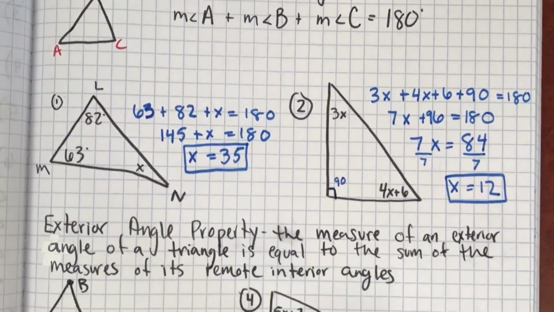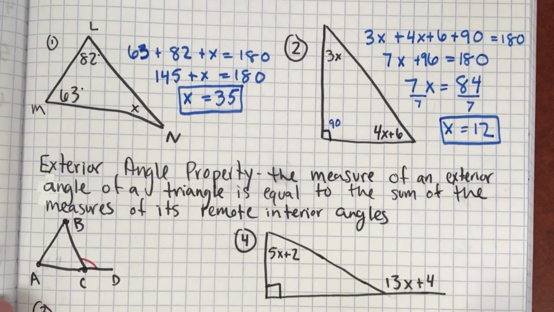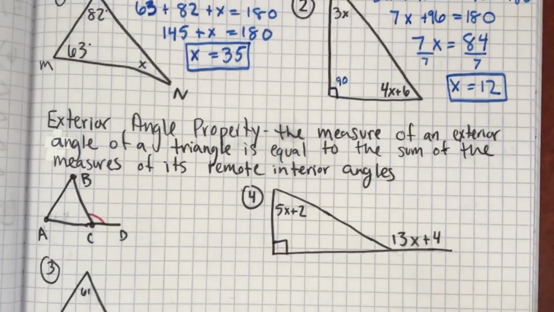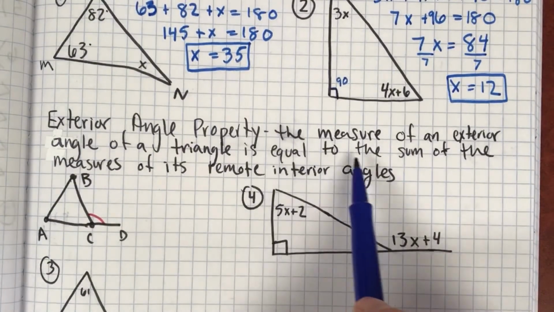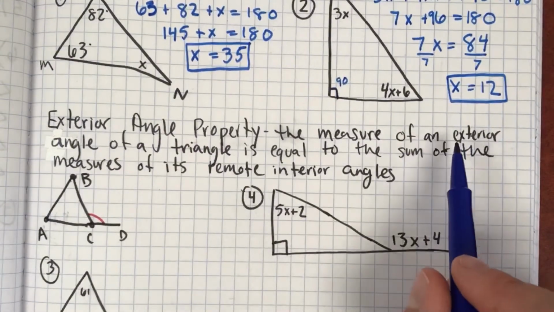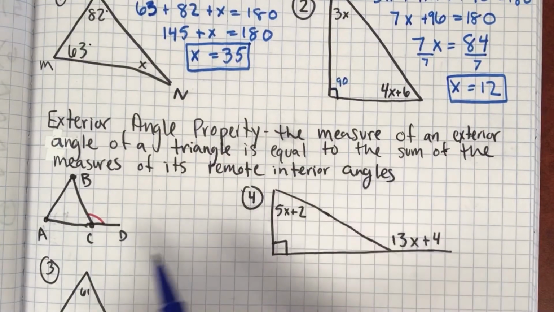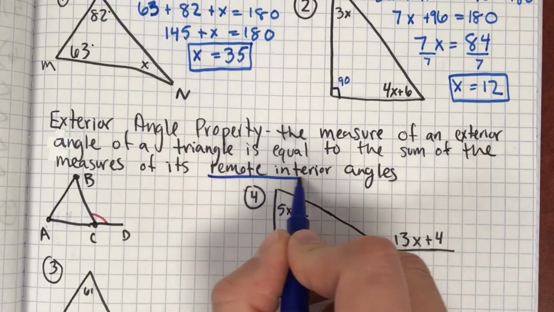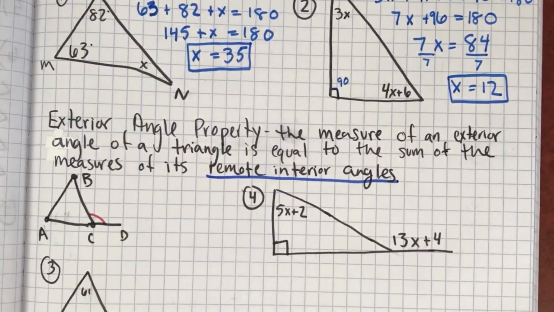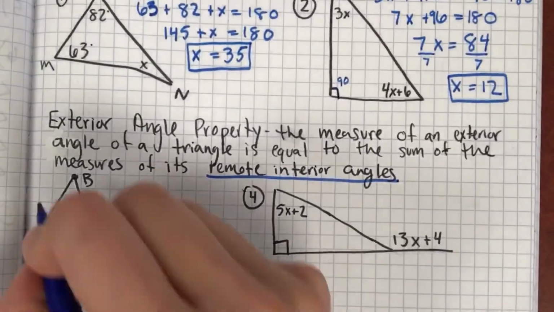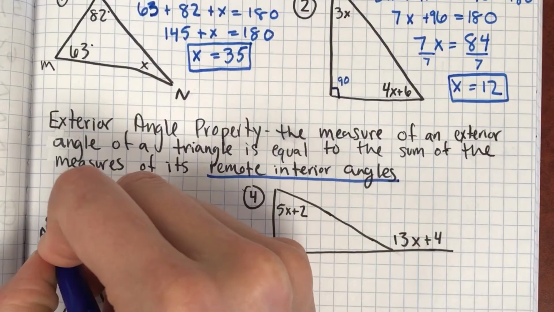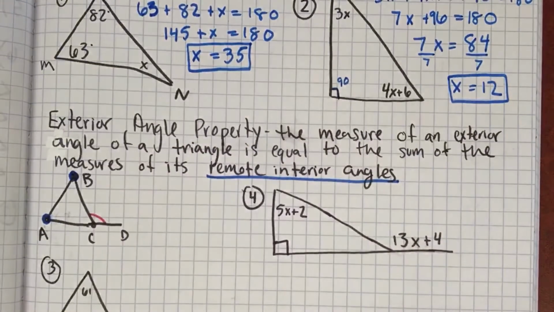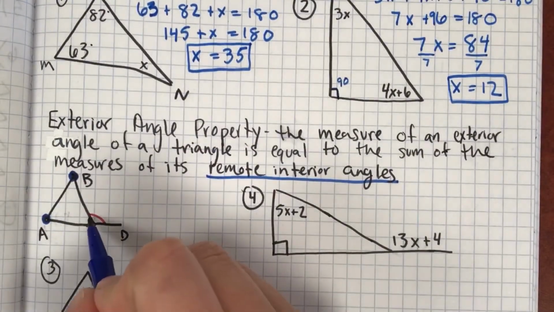All right, the next property we're going to be looking at is the exterior angle property. And that is the measure of an exterior angle of a triangle is equal to the sum of the measures of its remote interior angles. Remote interior means it's the two angles that are not adjacent. So for this one, it would be angle A and angle B. So if we add up those two angles, it will equal this outside angle.